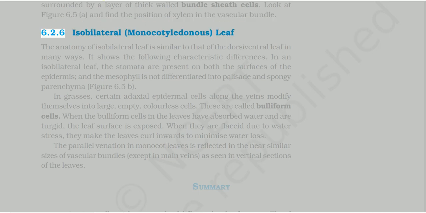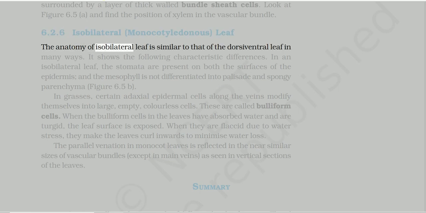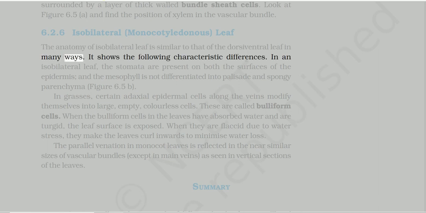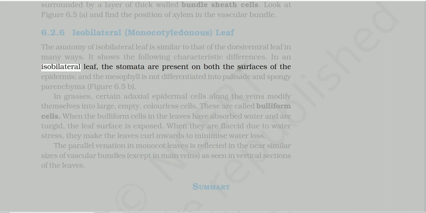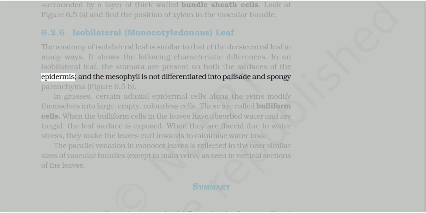Isobilateral, monocotyledonous leaf. The anatomy of an isobilateral leaf is similar to that of the dorsiventral leaf in many ways. It shows the following characteristic differences. In an isobilateral leaf, the stomata are present on both the surfaces of the epidermis, and the mesophyll is not differentiated into palisade and spongy parenchyma, figure 6.5b.